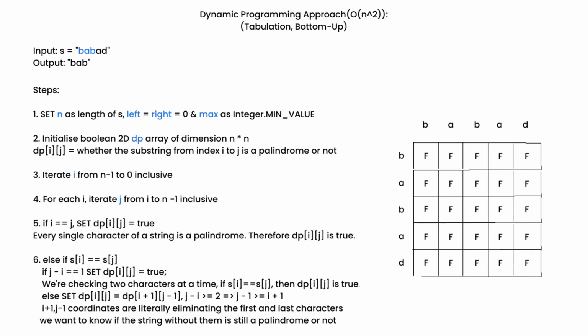Let's solve using dynamic programming in O(n^2). Initialize n as string length, left and right variables as 0, max variable as Integer.MIN_VALUE. Initialize a 2D boolean dp array as shown in the image. Please have a look at the steps. I will explain them in the next slide.